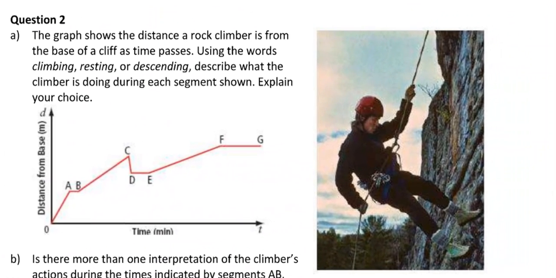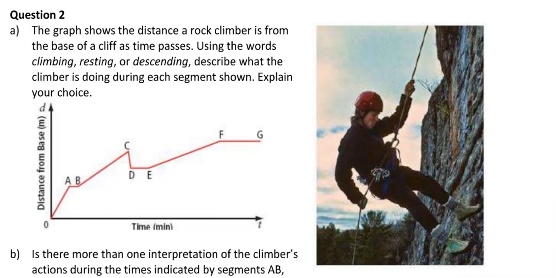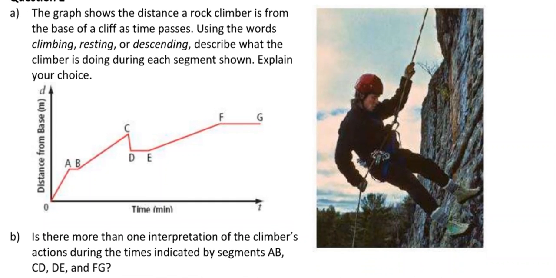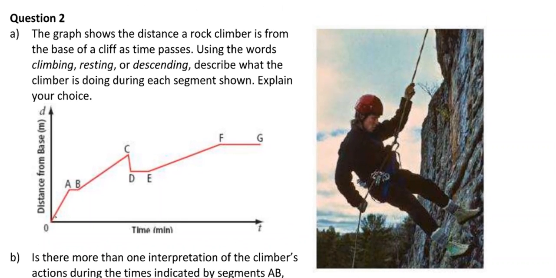All right. Let's look at this one now. So the graph shows the distance a rock climber is from the base of a cliff as time passes. Using the words climbing, resting, or descending, describe what the climber is doing during each segment shown. So again, for the sake of time, I'm not going to actually write them out, but I think we can just talk about it. So during this section here, what's happening? They're climbing, right? They're going up the mountain at a constant rate there.